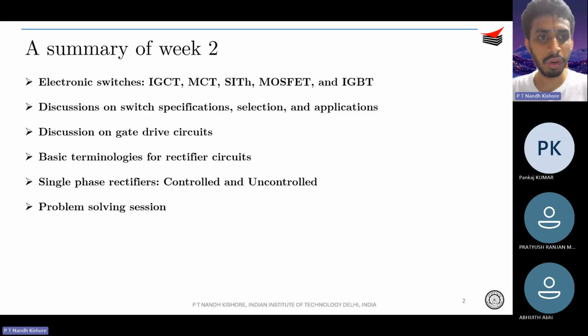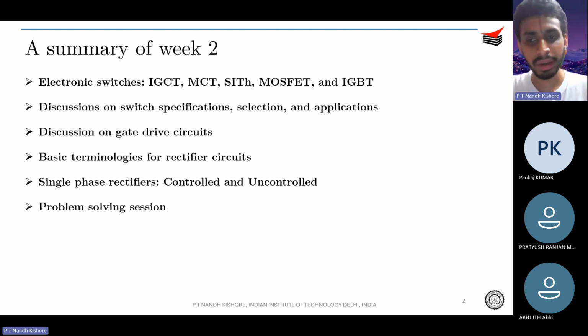Okay, so in your course in the last week, these topics were covered. The leftover electronic switches from the last week, that is IGCTs, MCT, and then SITH, MOSFETs, and IGBTs were covered. That is the device physics were covered. And then you also had some discussions about the switch specifications, that is what are the characteristics of an ideal switch and how do you select devices for different applications. And you also had a brief discussion on gate drive circuits. So that is gate drive for IGBTs, gate drive circuit for MOSFETs, and so on and so forth.